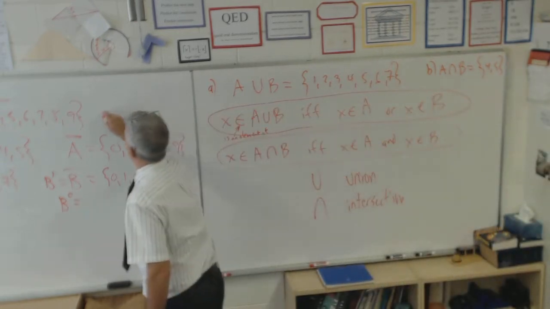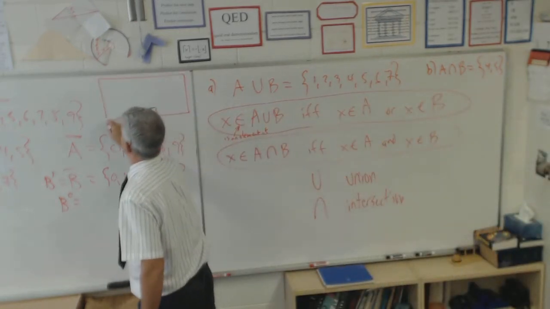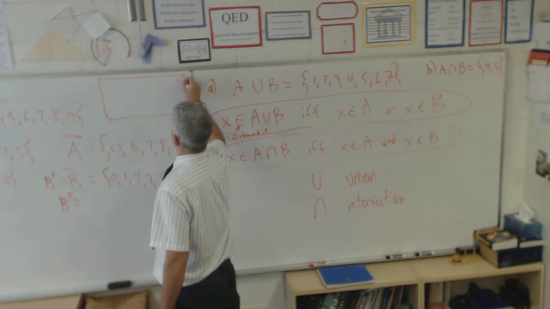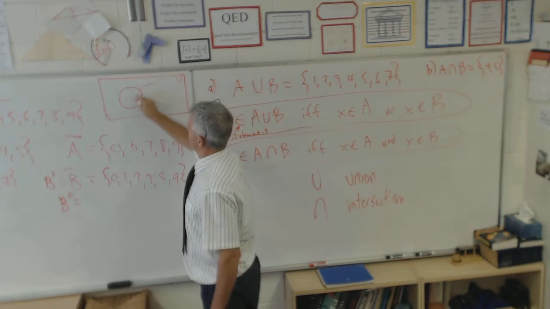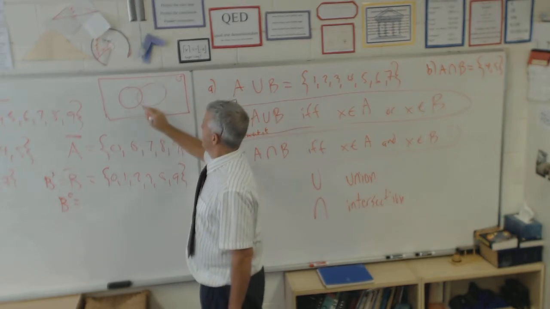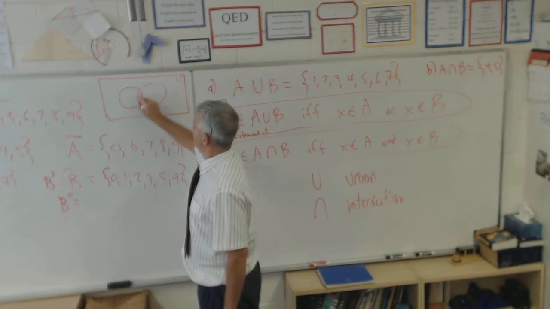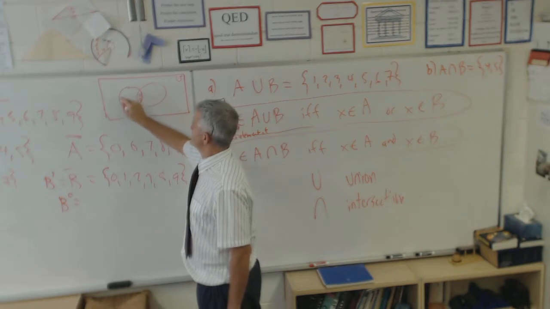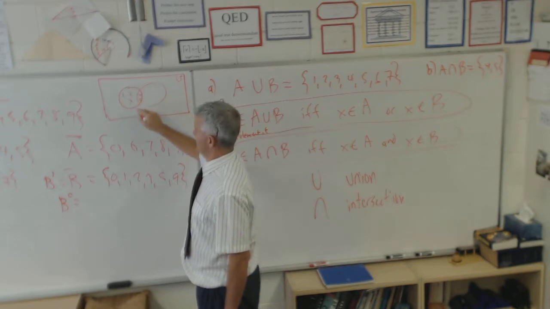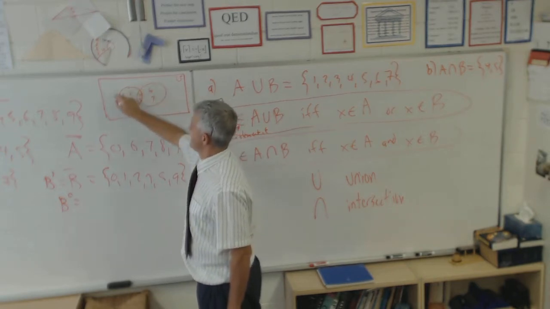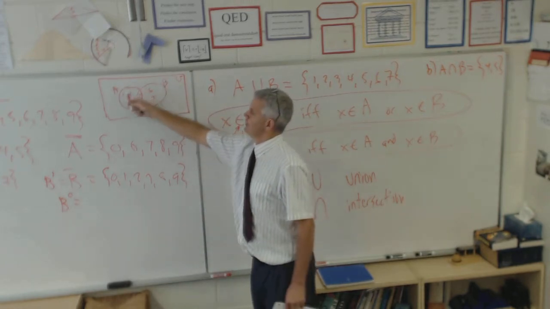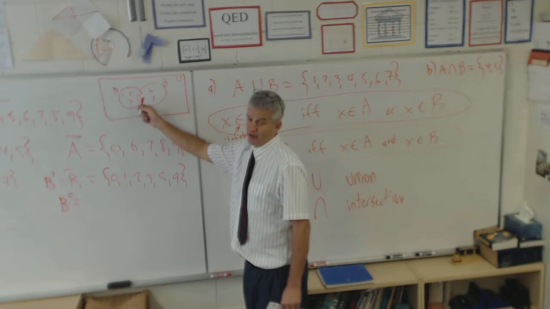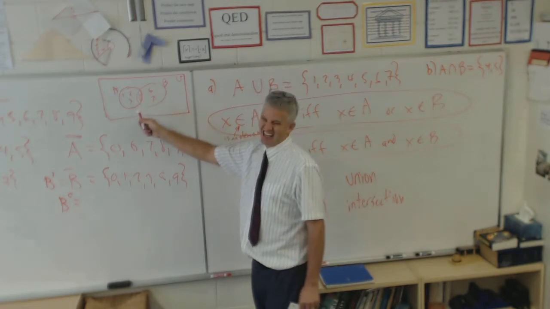If we had the whole universal set represented by this box, I could draw a circle for A, a circle for B. And they both have 4 and 5 in it. So A also has 1, 2, 3. And B also has 6 and 7. So there's A, there's B. So the union is those all together. The intersection is what they share.